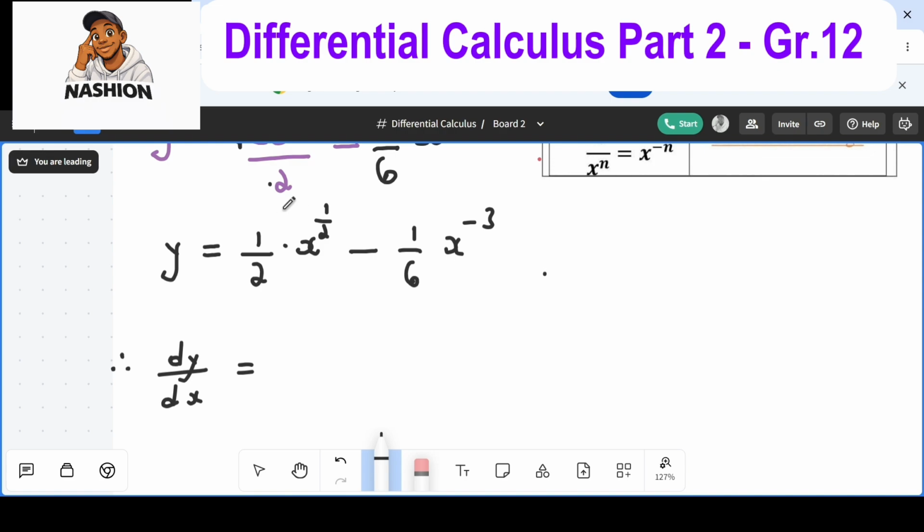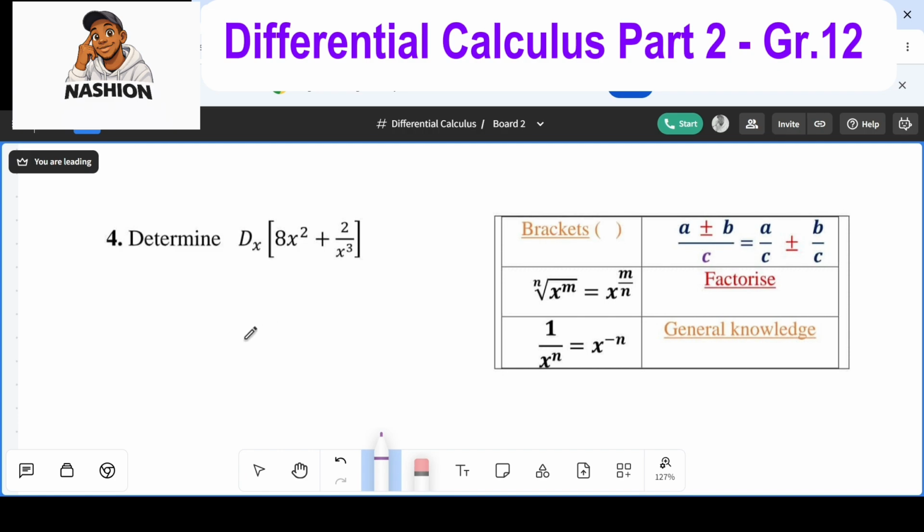So this exponent half times coefficient half will give us 1 over 4. X to the power exponent minus 1, that's half minus 1, which is going to be negative 1 over 2. Next part, exponent negative 3 times coefficient negative 1 over 6. Use your calculator, you will get positive 1 over 2. X to the power exponent negative 3 minus 1, we get negative 4. And checkmate. Next customer, please.